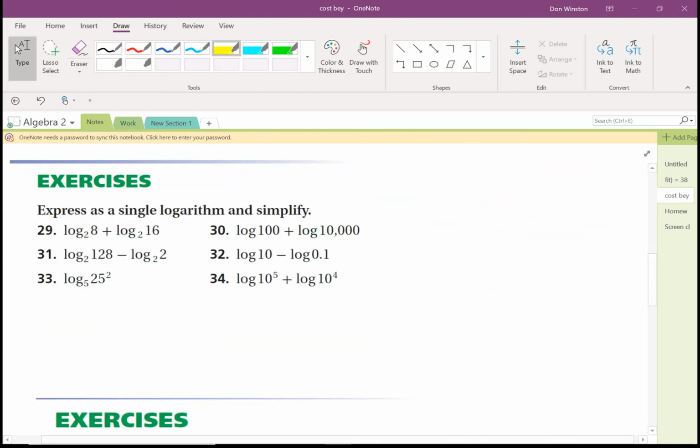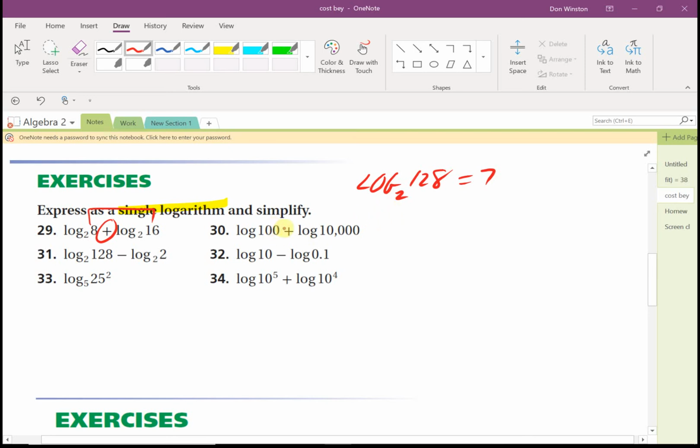Now here we're supposed to express as a single log and then evaluate. So you have to remember your properties. Okay, multiplication or subtraction involves multiplication. So we have to multiply 8 times 6, so that would be log base 2 of 128. And then 2 raised to the 7 is equal to 128, so this would equal 7.